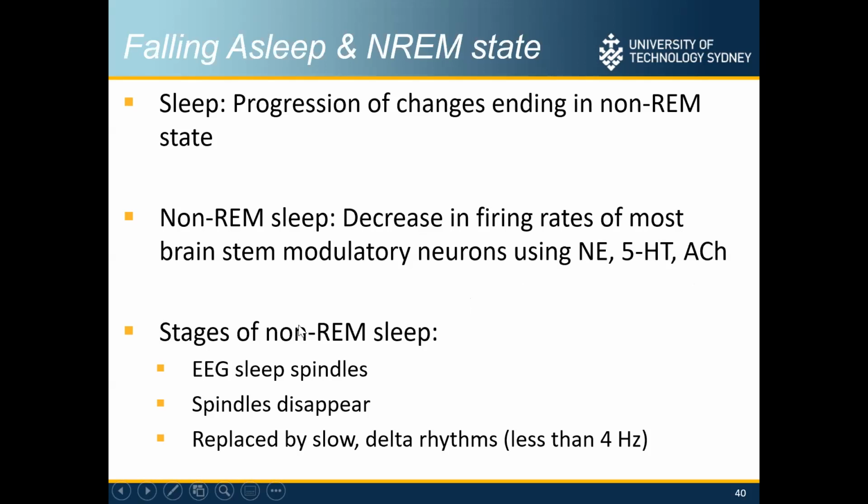Within the stages of sleep, some of the characteristics you get would be the onset of EEG sleep spindles, which eventually disappear. And when you're in stage 3 and stage 4, this is when you get prominent delta rhythms in your EEG trace.